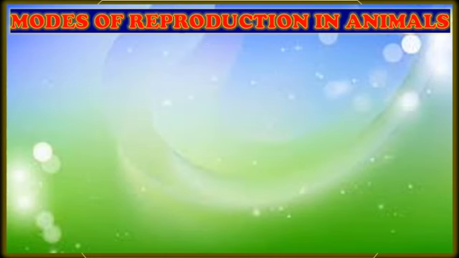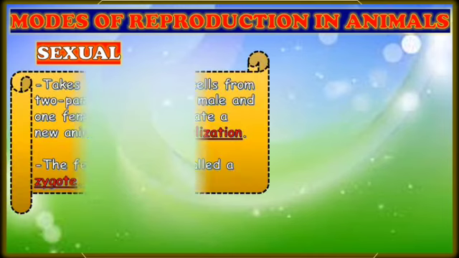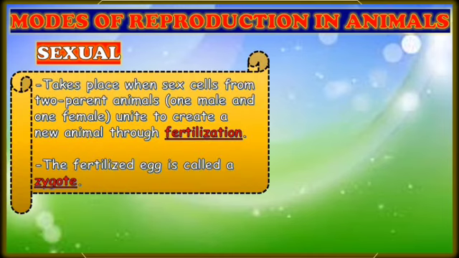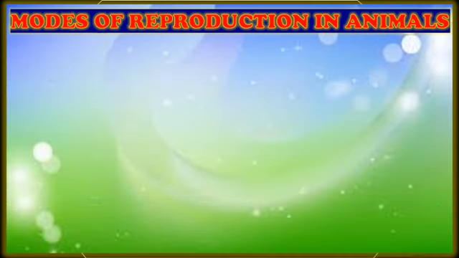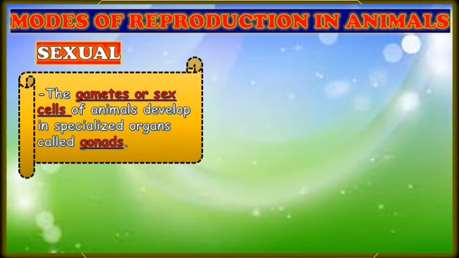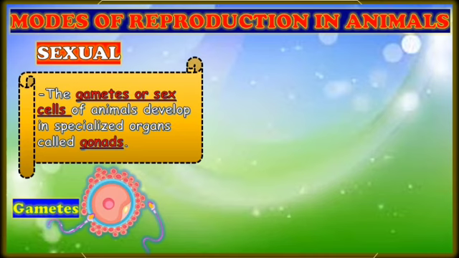So what is sexual reproduction? Sexual reproduction takes place when sex cells from two parent animals, one male and one female, unite to create a new animal through fertilization. The fertilized egg is called a zygote. In sexual reproduction, the gametes or sex cells of animals develop in specialized organs called the gonads.